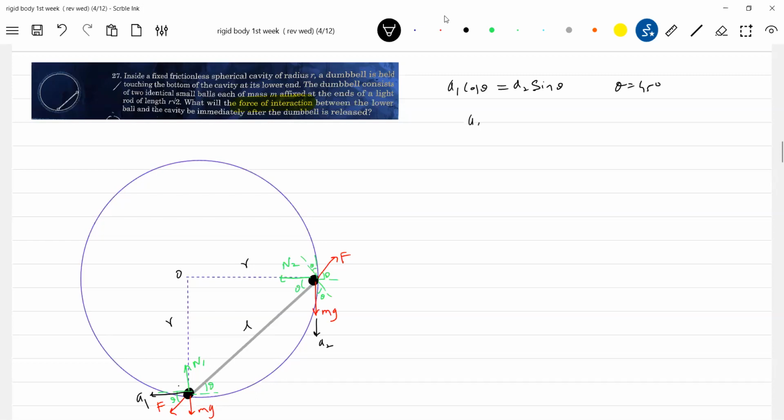Theta is 45 degrees, so therefore A1 equals A2, a condition like this.